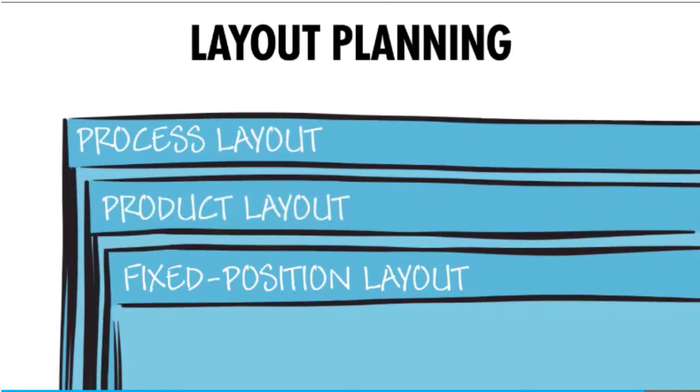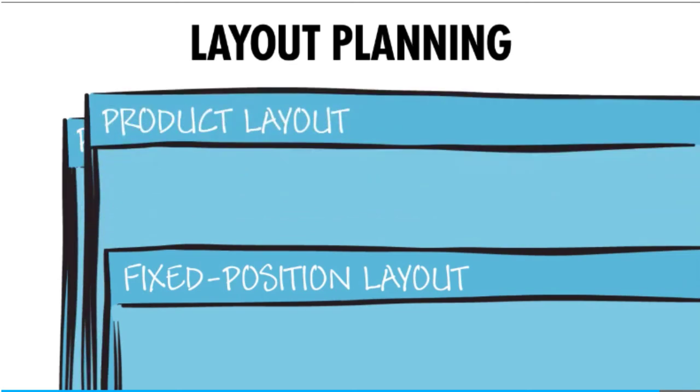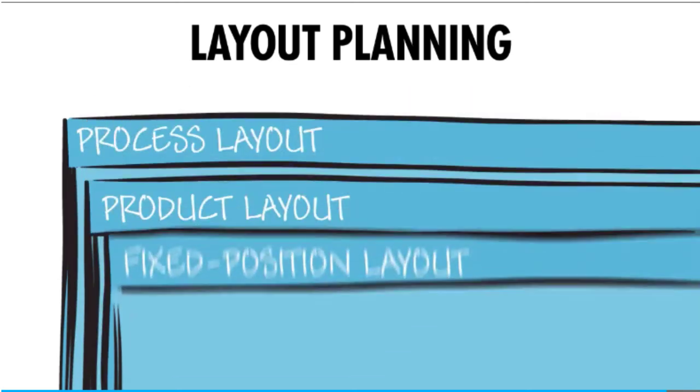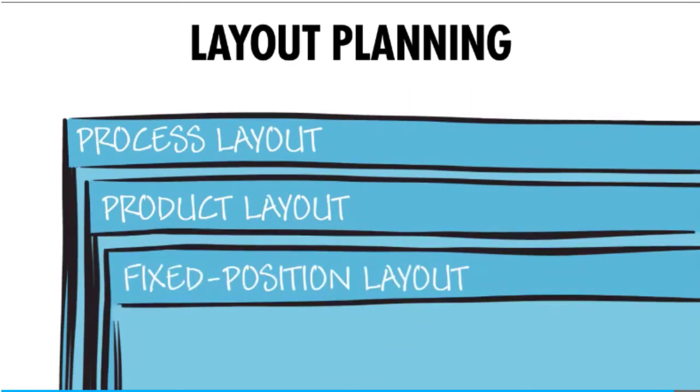As we have seen, the three most common options for the physical layout are process layouts, product layouts, or fixed position layouts. The most appropriate layout will depend upon the good or service being delivered, as well as the company's goals and strategy.